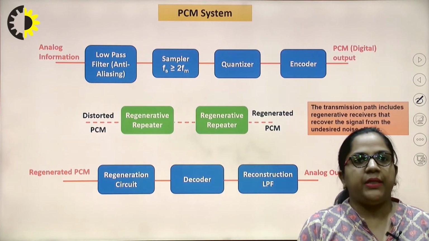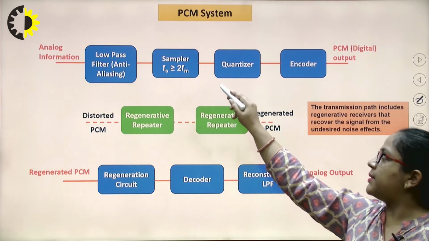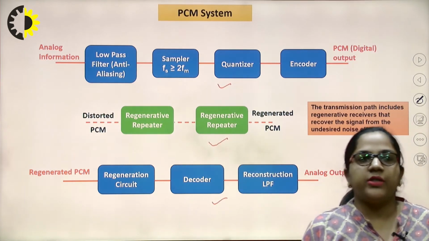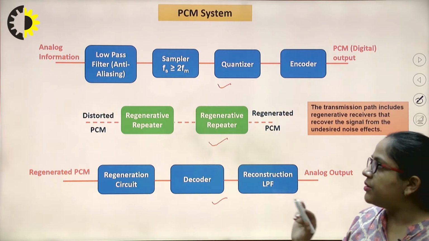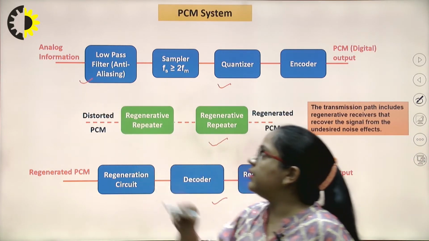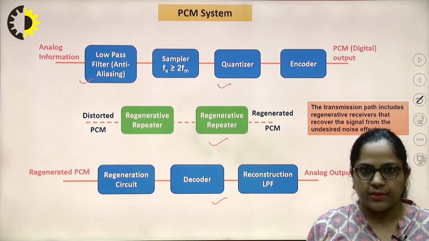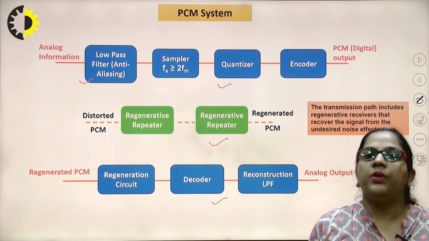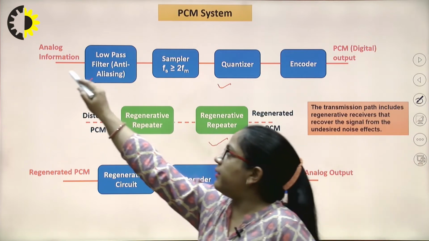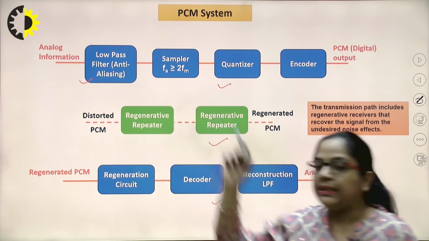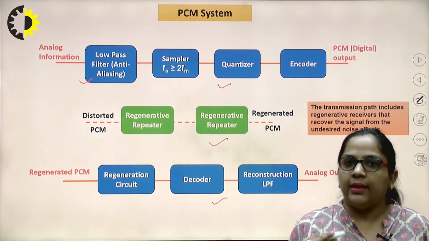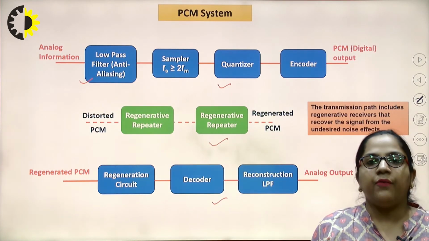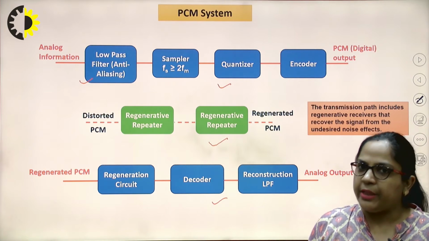Let us check the PCM system, that includes the PCM transmitter, transmission path, and the PCM receiver. The very first block of the PCM transmission system is a low pass filter, also called an anti-aliasing filter. The first step in the PCM process is to perform the sampling. Before performing the sampling, we will pass our analog information through an anti-aliasing filter to prevent any aliasing from occurring.